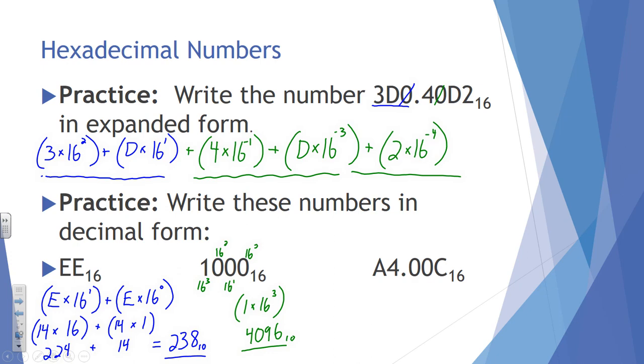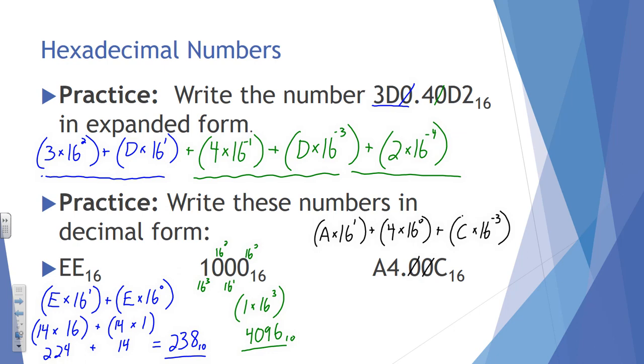And our last one. I'm going to start this one above since there's a little bit of room to work. We have A times 16 to the first power plus 4 times 16 to the 0 power. And then we have 0 16 to the negative 1s, 0 16 to the negative 2s, but we do have C 16 to the negative 3s.